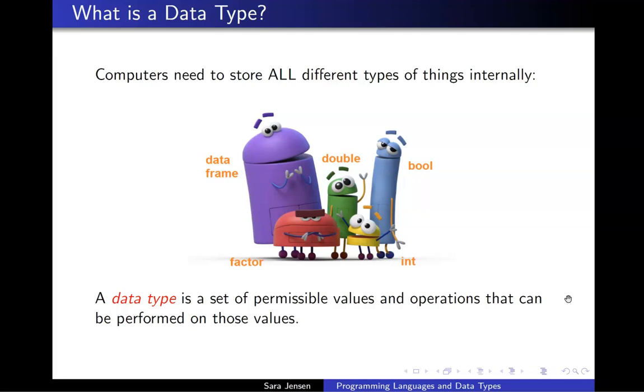Inside of a computer program, we are going to need to store a lot of values, and not all things that we need to store are the same. The way that we distinguish between the different types of things that we need to store and work with is through data types. Technically, a data type is a set of permissible values for that thing and operations that are allowable to be performed on those things.